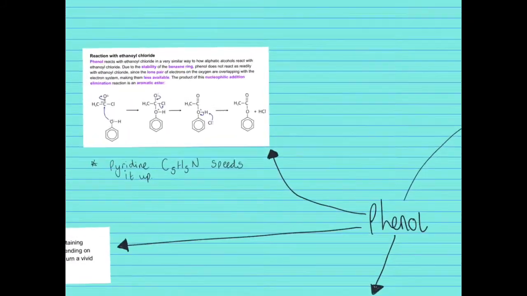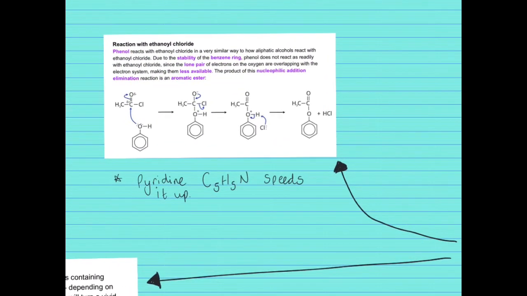And then finally, reacting with ethyl chloride, exactly the same mechanism as before, but instead of just having carbons, we've got our benzene ring. Due to the stability of the benzene ring, phenol does not react readily with ethyl chloride, since the lone pair of electrons on the oxygen are overlapping with the electron system, making it less available, so it's not as easy as the alcohol. Okay, nucleophilic addition, elimination reaction to make an aromatic ester. You sometimes have to use pyridine, C5H5N, which speeds it up. Okay, same kind of thing, and we've made an ester here, and the hydrogen chloride again.